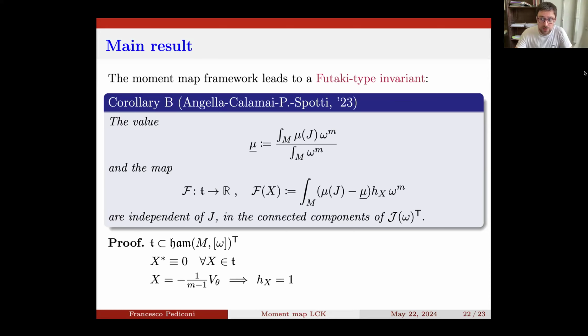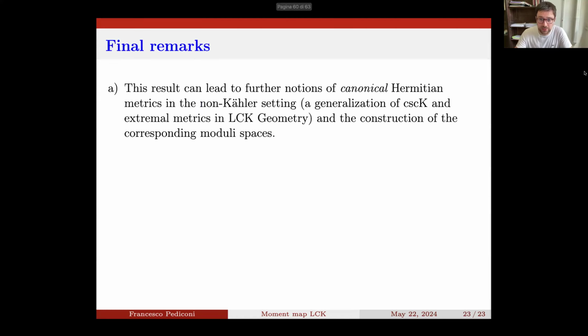Well, some final remarks about this. Once we have this moment map framework, we hope at least that this could lead to further notions of canonical Hermitian metrics in the non-Kähler setting, which can be thought of as a generalization of CSCK and extremal metrics in the setting of lcK geometry, and possibly also to the construction of the corresponding moduli spaces. That is something that in the Kähler case comes from the moment map picture due to Donaldson and Fujiki.